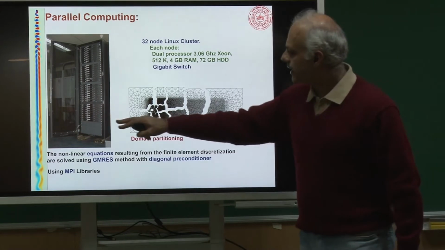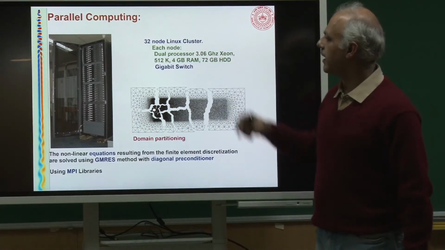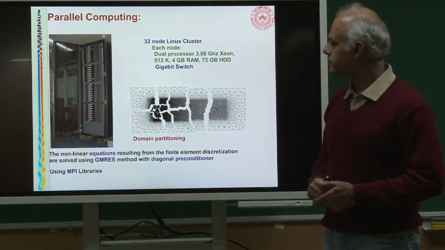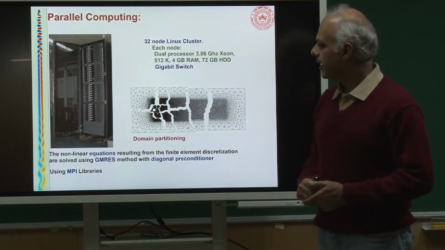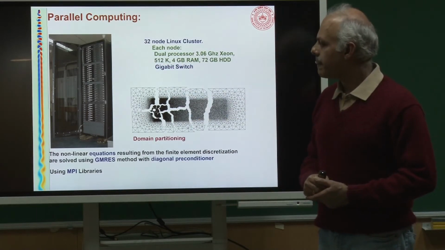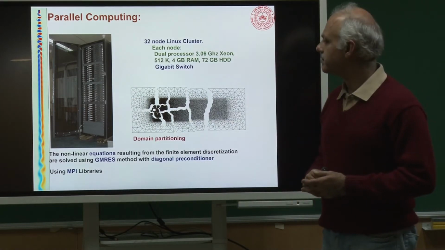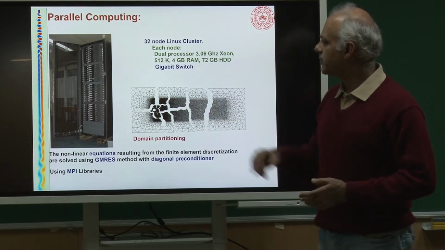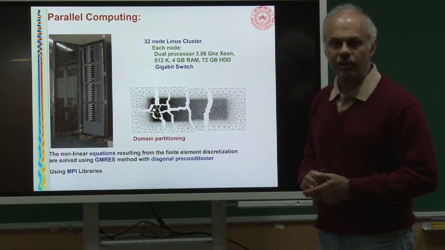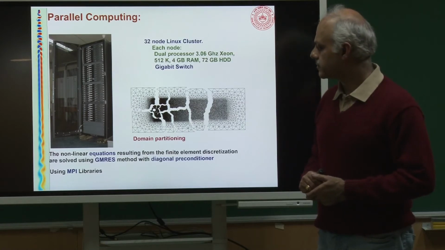So, the idea is that in one cabinet you have 32 nodes. Each one of them is a computer, a node in a rack, and then there are a lot of cables behind the rack, and all these are connected in a certain topology. At that time this was state of the art, a gigabit switch, but now of course this is outdated, you would have much faster communication between the nodes.